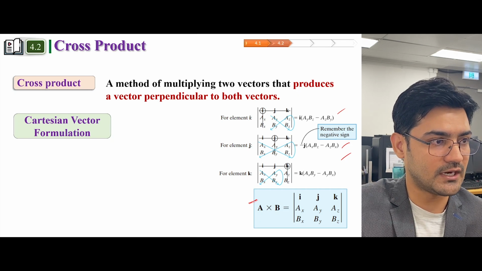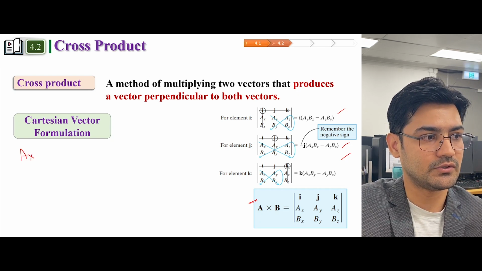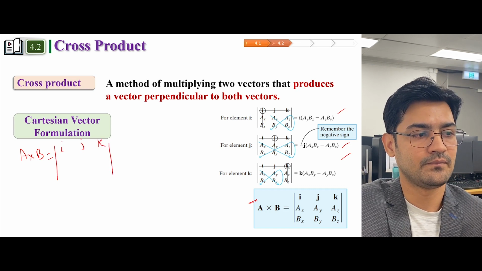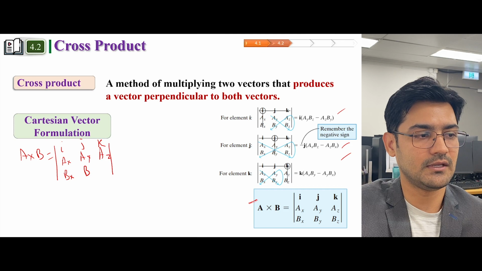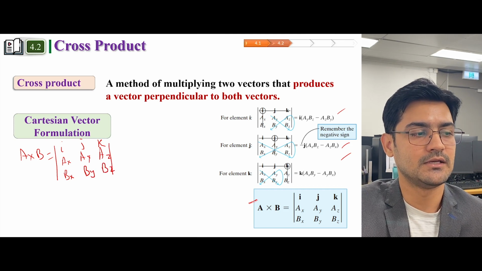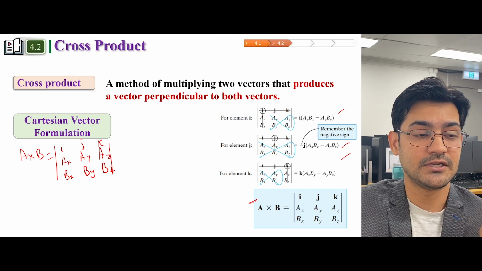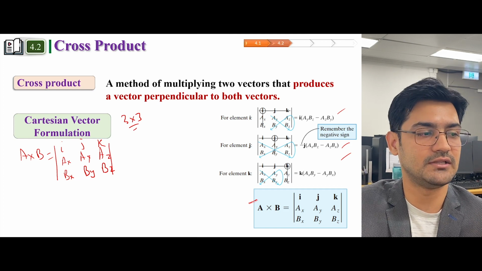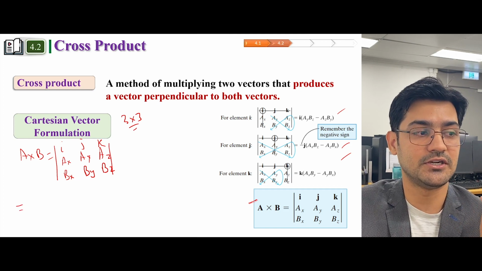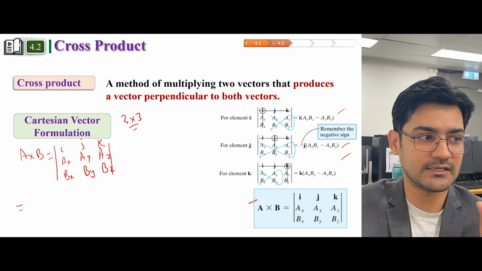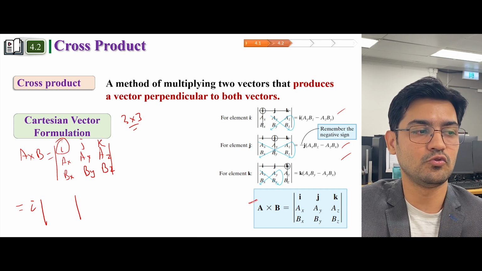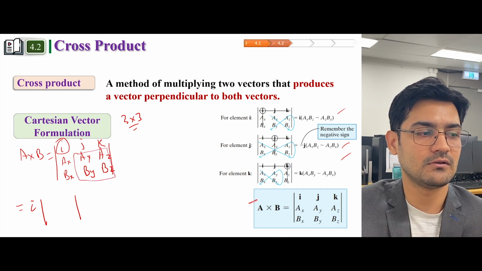If you have studied matrices, basically it's a determinant of a matrix. This is AX, AY, AZ, and BX, BY, BZ. In order to determine the determinant of the matrix, and this matrix is 3 by 3, it means that it has 3 rows and 3 columns. So how to determine this determinant? The method is, first you put i outside, and then you convert the 3 by 3 matrix into a 2 by 2 matrix. So you put this thing here.